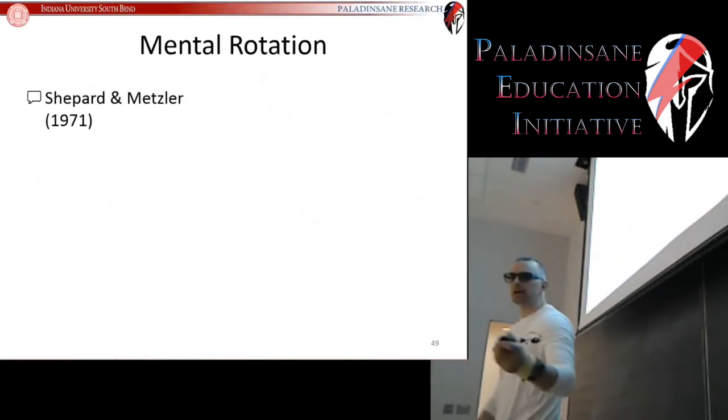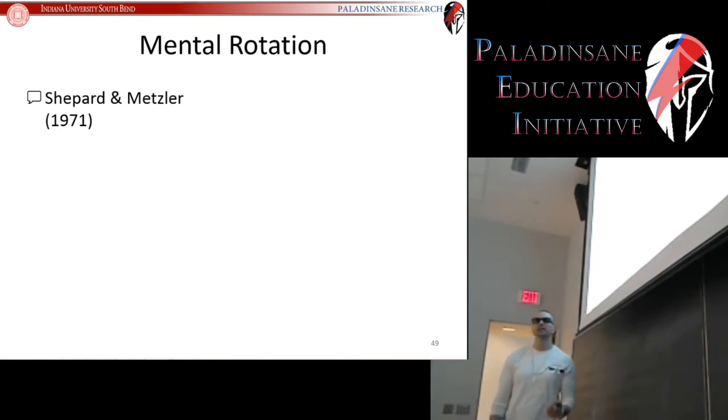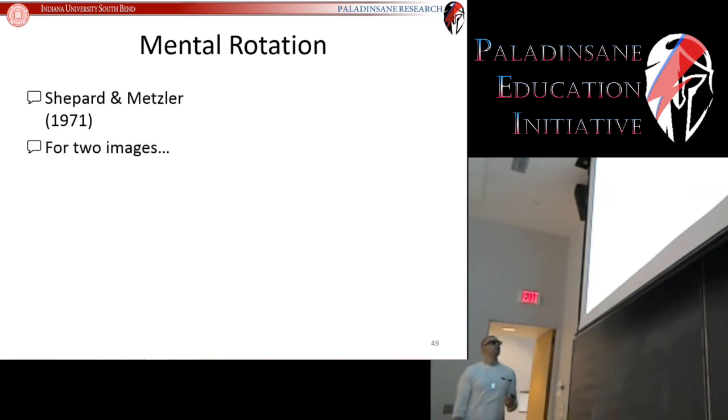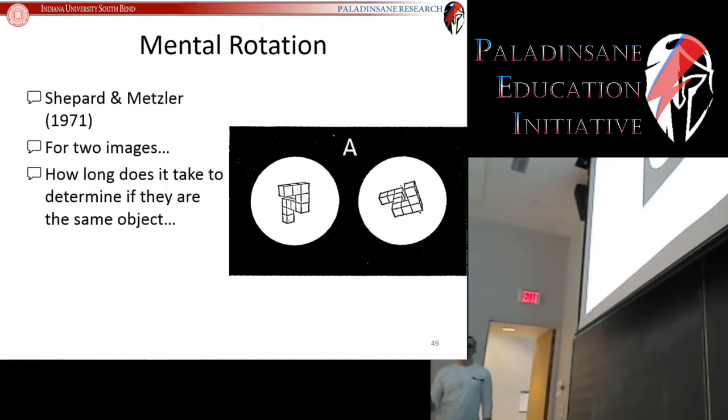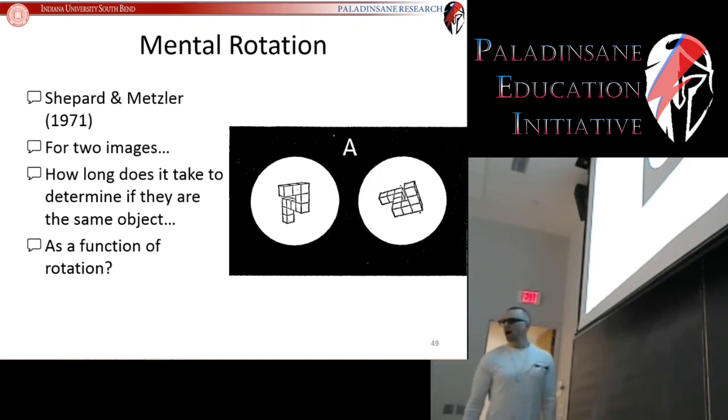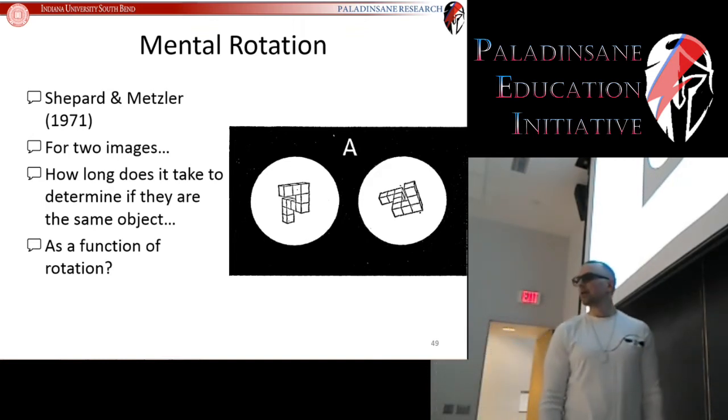What you did was a replication of what Shepard and Metzler did back in 1971. And for their two images, and these are two images taken directly from their study, they measured how long it takes to determine if they're the same object. So they were doing a reaction time study. How long does it take you to make the determination that these two are the same? And is that a function of how rotated they are?